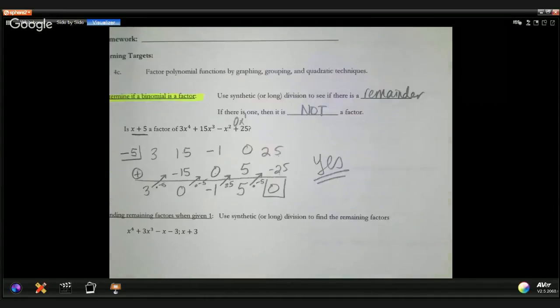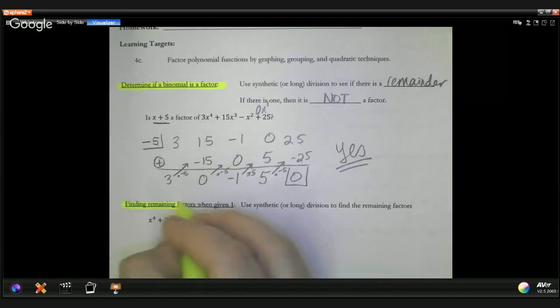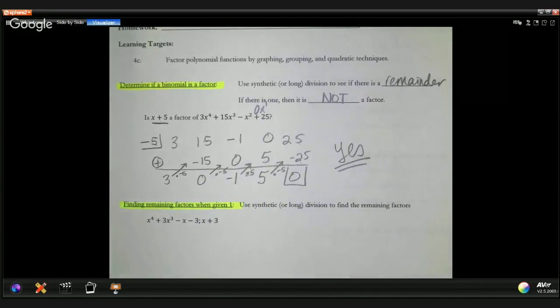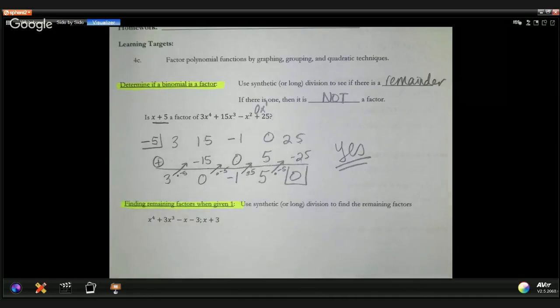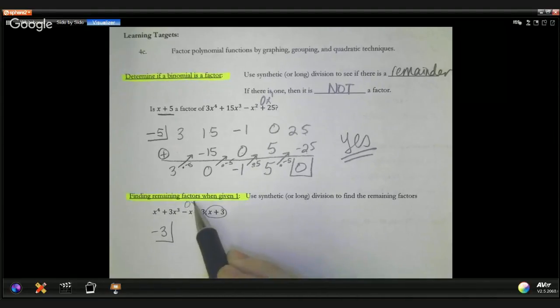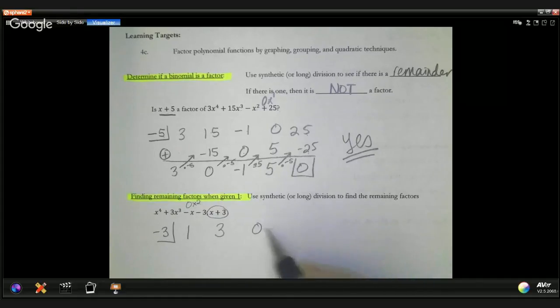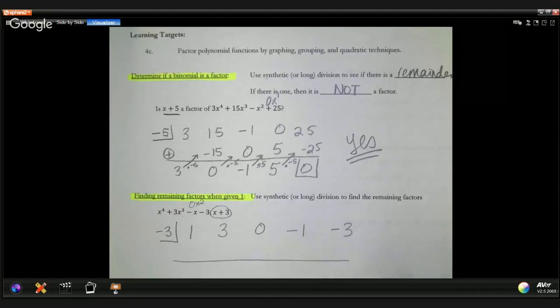All right, let's go on to part 3. Part 2 says that if I give you a factor, can you find the other ones? Well, if I know this is a factor, I'm going to divide it out, so I'm going to use synthetic division. It goes from 4 to 3 to 1, so I'm missing a 2. So it'll be 1, 3, 0, negative 1, negative 3. And I'm going to use synthetic division here.